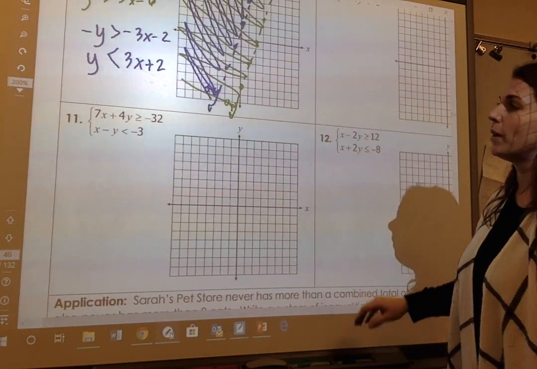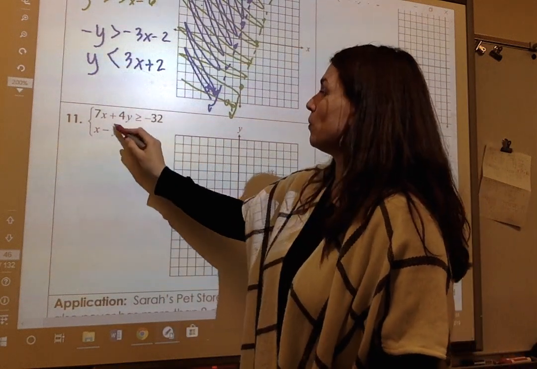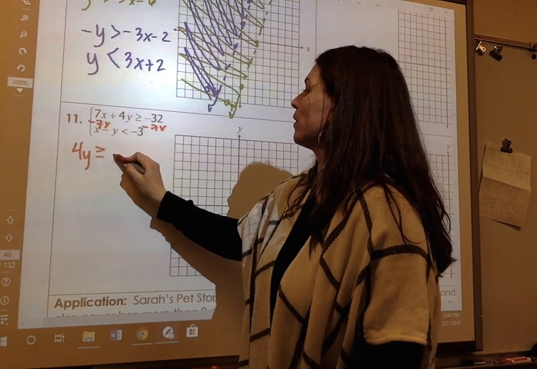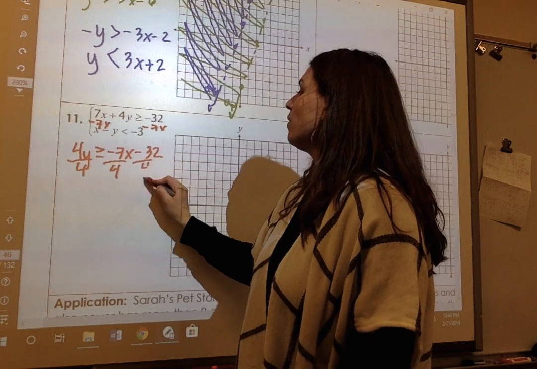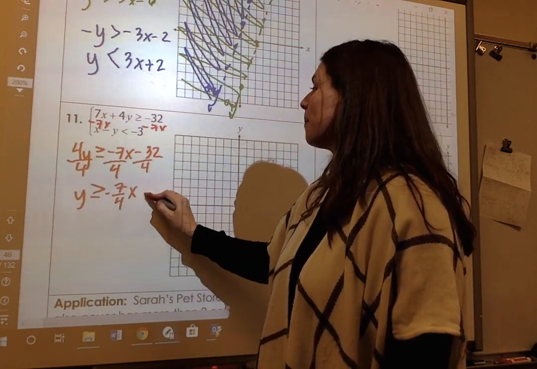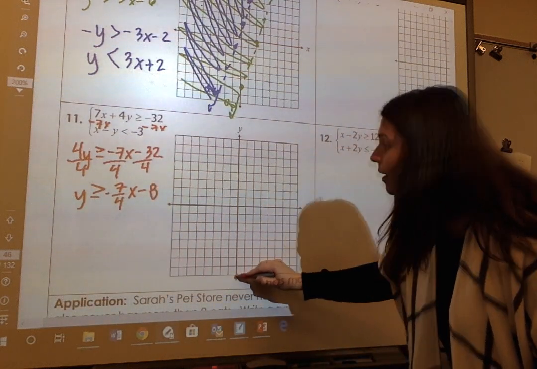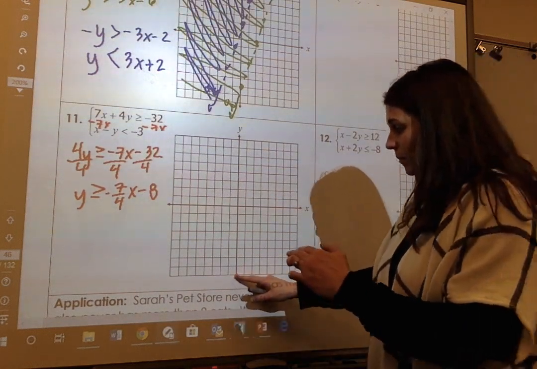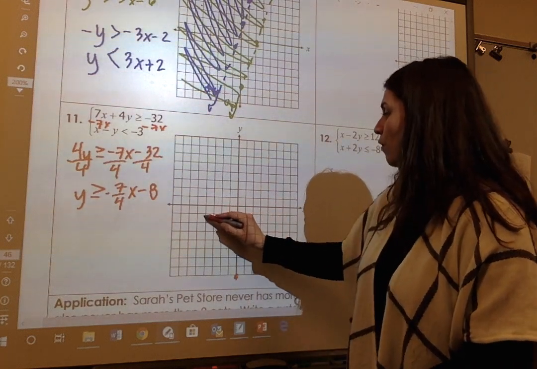Okay, let's do number 11. Last one we'll do together. I'm going to put it in y equals mx plus b. So I have 4y is greater than or equal to negative 7x minus 32. Divide everything by 4, and I get y is greater than or equal to negative 7/4 x minus 8. So my beginning point's negative 8, so 3, 6, 7, 8. My slope is down 7 over 4. I can't go down 7 over 4, so I'm going to reverse that process and go up 7 over 4.